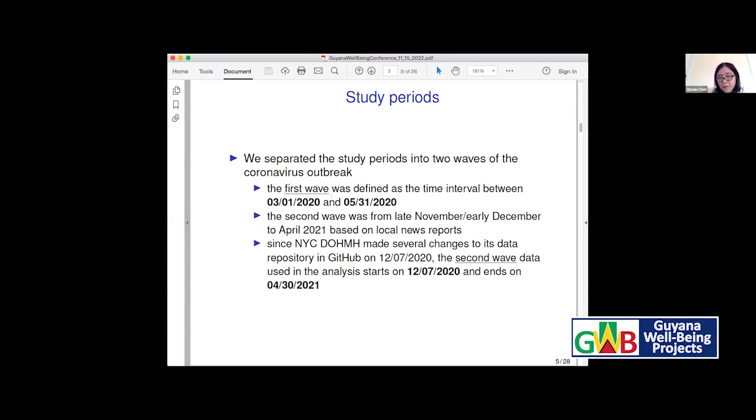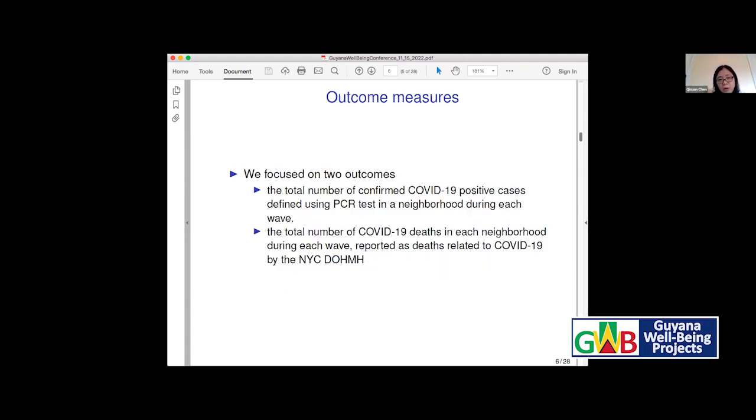In the first wave, the variant of the virus is the original virus, and the second wave for New York City was primarily the B.1.526 variant. We focus on two outcomes. The first one is the total number of confirmed COVID-19 positive cases defined using PCR test. And the second outcome is the total number of COVID-19 deaths in each neighborhood during each wave, reported as deaths related to COVID-19 by the New York City Department of Health.